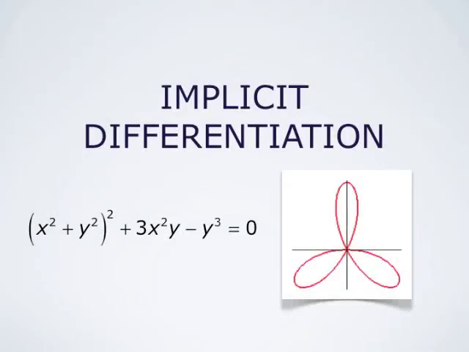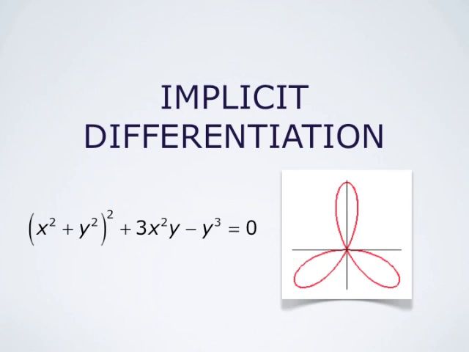Implicit differentiation is a method to find information about the derivative of a function, which function is defined by an equation rather than by an explicit expression. For example, the equation (x squared plus y squared) squared plus 3 times x squared y minus y cubed equals 0 defines y in several ways as a function of x.